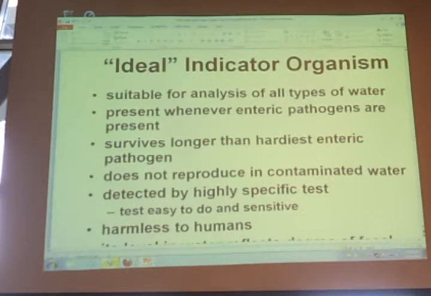Survives longer than the hardiest pathogen. Right now, this is what we don't have. If our indicator organism is a coliform, which is essentially E. coli, we know it doesn't survive longer than the hardiest pathogen. We know that for sure. So right now, that's the problem, and that's a big problem, because that means we do get false negatives. We test, we don't find any coliforms, so then we think, oh, everything is perfectly fine because there were no coliforms.